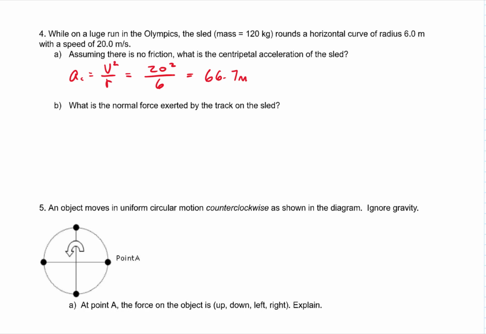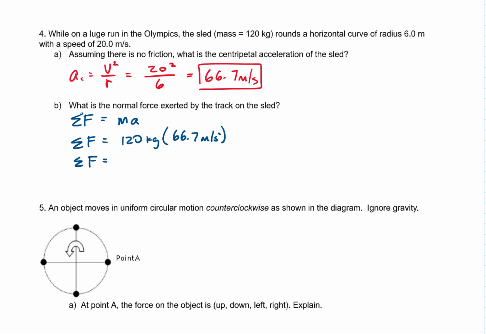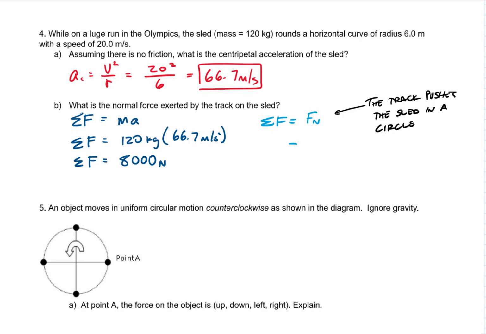If I want the normal force exerted by the track on the sled, we're looking at force, so we have to do net force equals ma, so that's 120 times 66.7, so that net force comes out to 8,000 newtons. But I also know there's only one force acting on this horizontal circle, and that's the normal force. That's the track pushing on the sled. So the normal force is equal to my 8,000 newton net force.